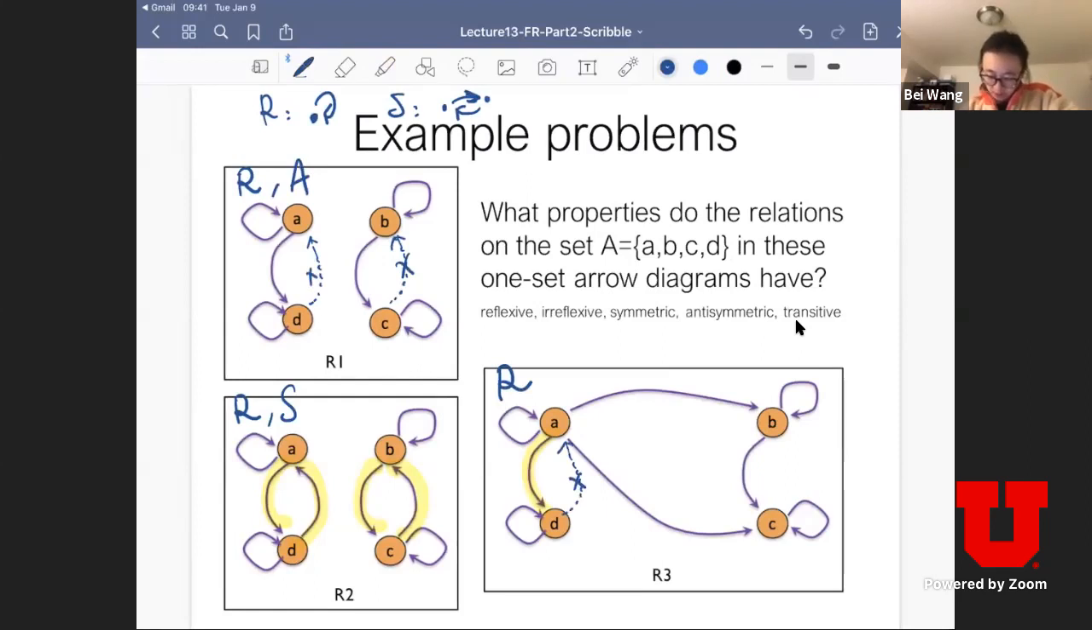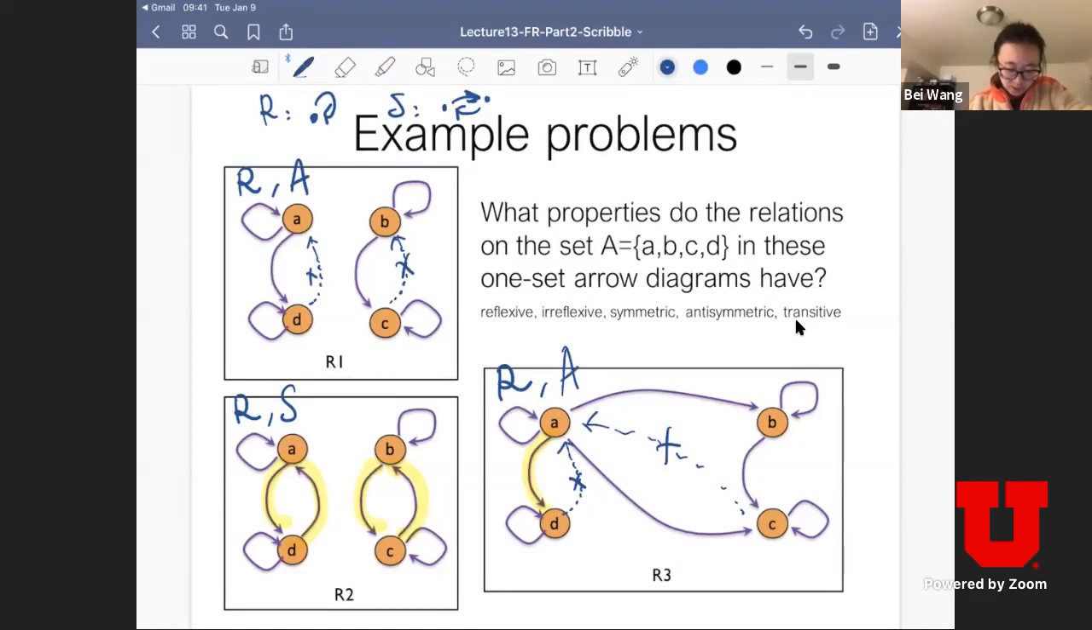When A goes to C, I don't have C goes to A, and so on and so forth. So this is antisymmetric. Now let's go back to R1. Let's say if it's transitive. Remember, it's transitive whenever A goes to D, A goes to B, B goes to C, then A goes to C. So for example, if A goes to D, D goes to D, A goes to D.